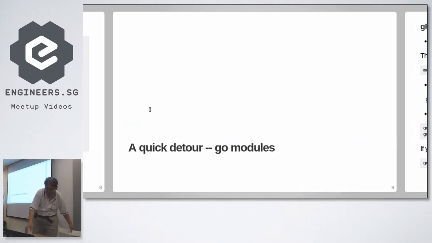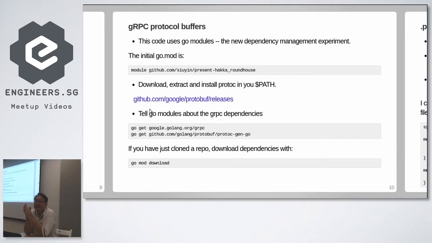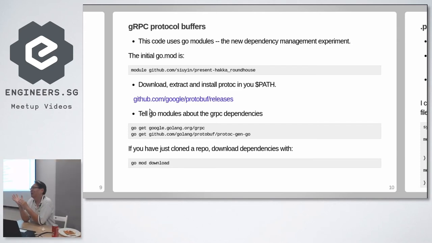So let's talk about protocol buffers. So this code here uses a brand new feature, well, not brand new, it's out since 1.10, it's experimental since 1.10, called Go modules. For those of you new to Go, which I see quite a few of you are, Go never had an official package manager and never had an official dependency manager. This is an experiment to define an official dependency manager.